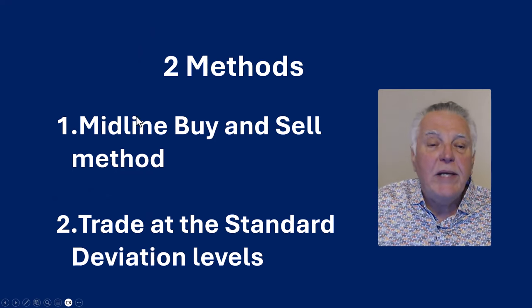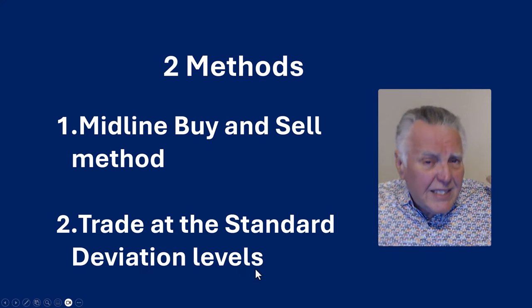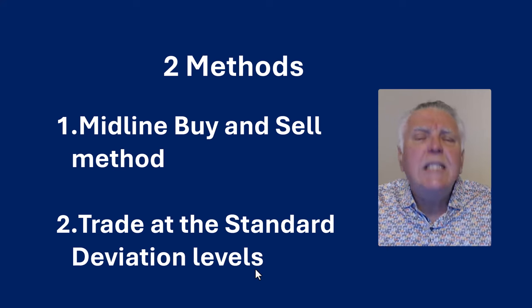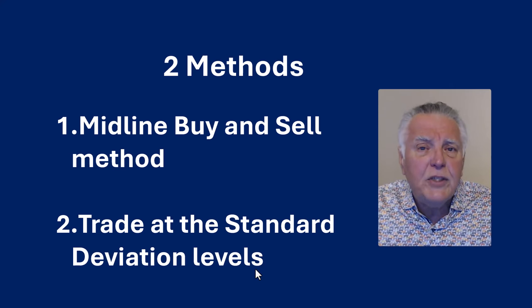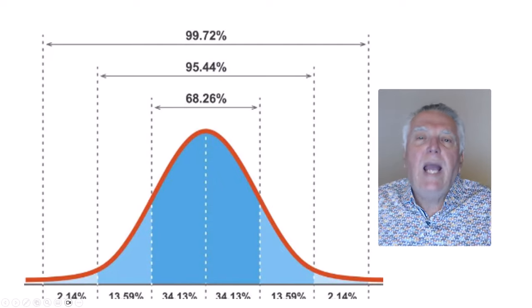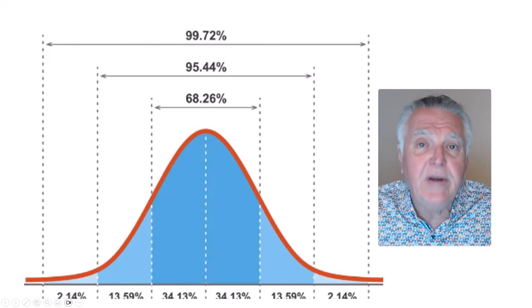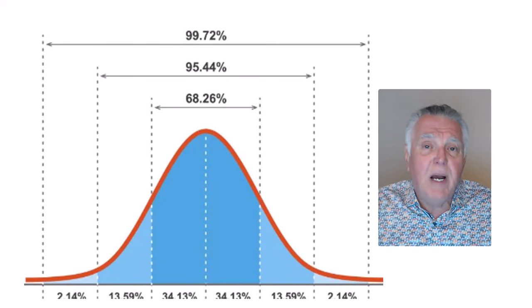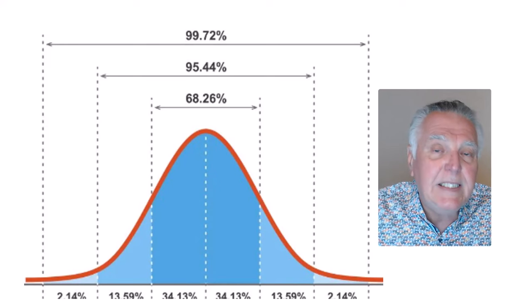There are two methods. You can either create a buy and a sell at the midline, or you can trade the standard deviation levels, as simple as that. But see how simple it is. It is incredible. This standard deviation indicator makes it so simple, and it's all based on probability theory. Now, I did my master's in probability theory and statistics.